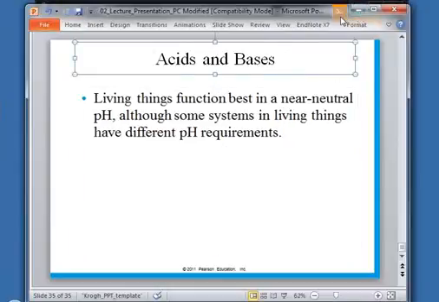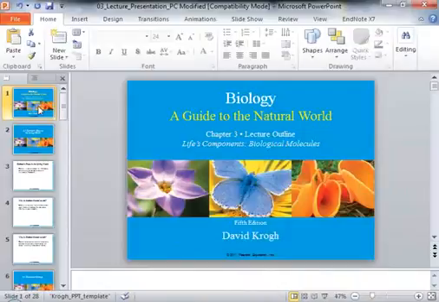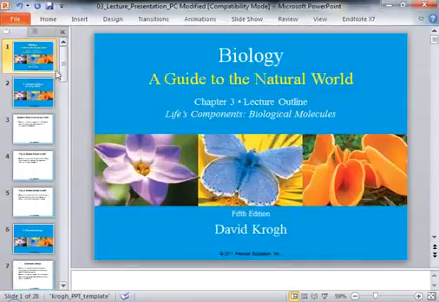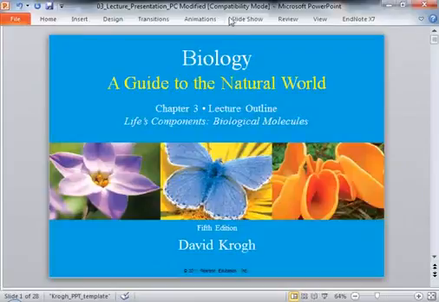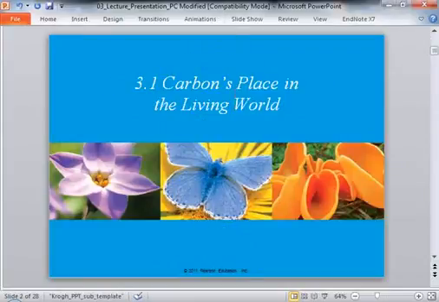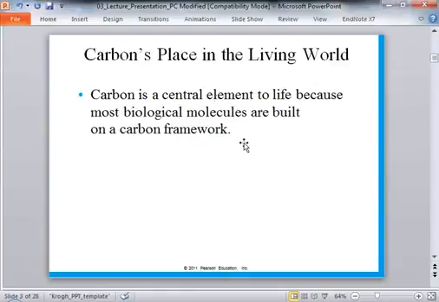All right. So let's go ahead and move on to the second chapter, chapter 3, the biological molecules. Okay. And so this section starts with carbon. And we kind of already talked about this.